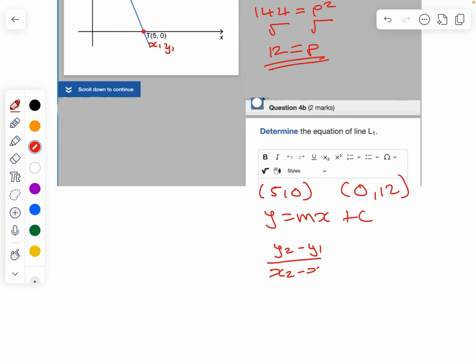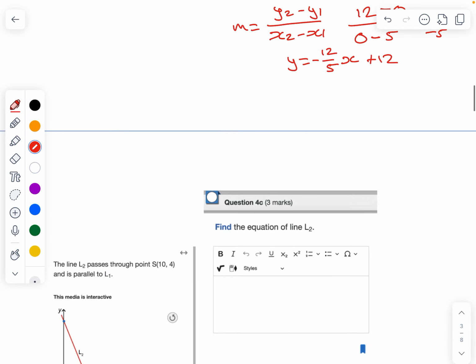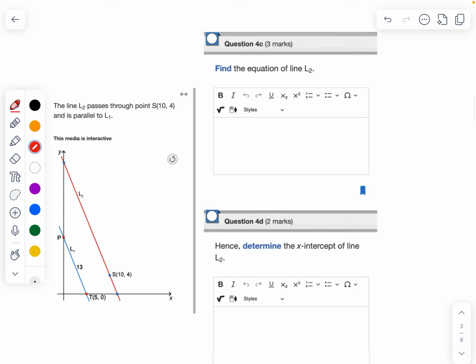What is the gradient? It is y2 minus y1 over x2 minus x1. And we call the gradient m. So if we substitute that in, we've got some zeros to deal with. 12 minus 0 is just 12, and then on the bottom 0 minus 5, so we're going to have 12 over minus 5. So just don't forget to write negative 12 over 5x, and then we're going to add 12.